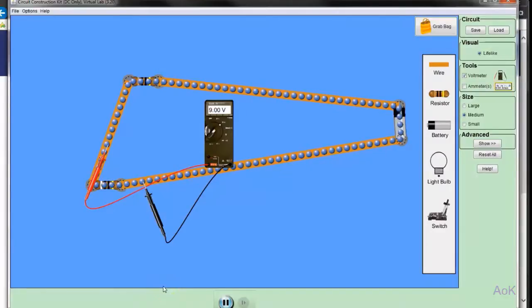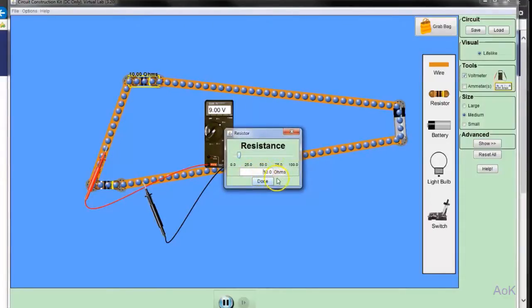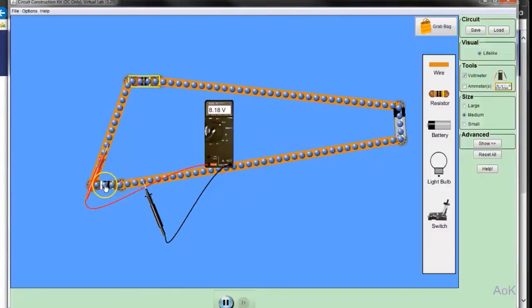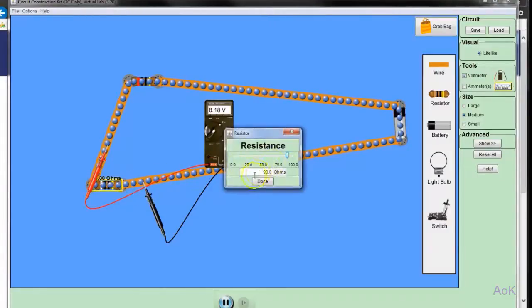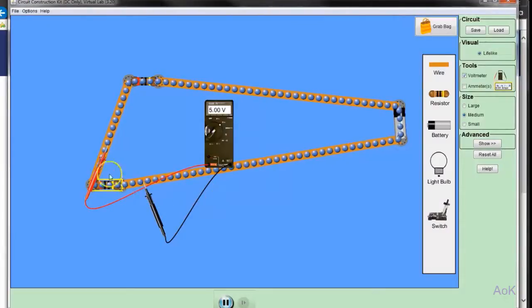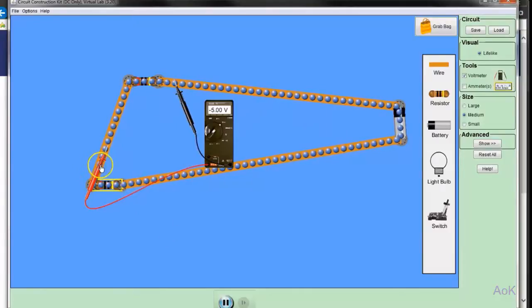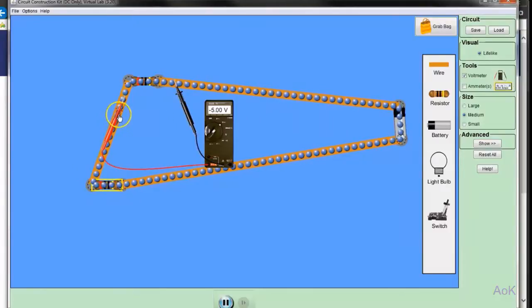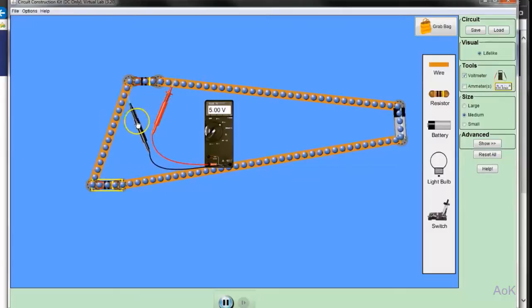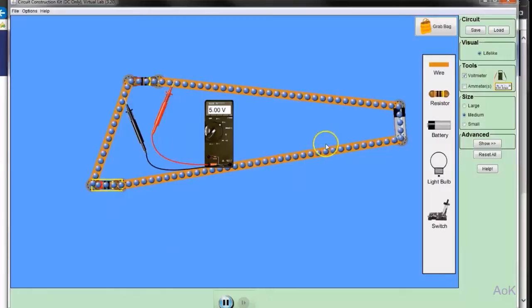What happens if we make the resistor values the same? Let's make this one 20 ohms, and let's make this one also 20 ohms. Now notice that the voltage drop across this resistor is 5, and the voltage drop across this resistor is also 5. Because they are the same size, they each have half of the voltage drop, for a total of 10 volts.